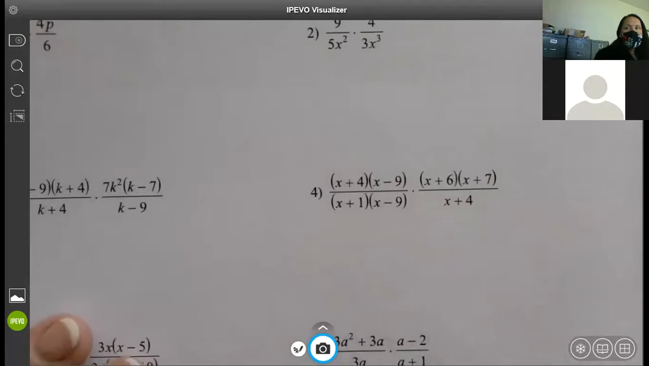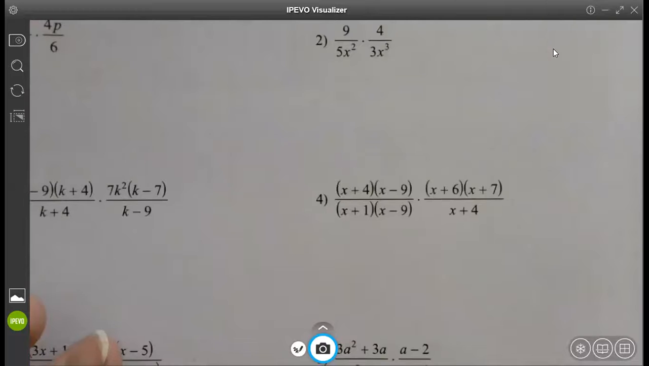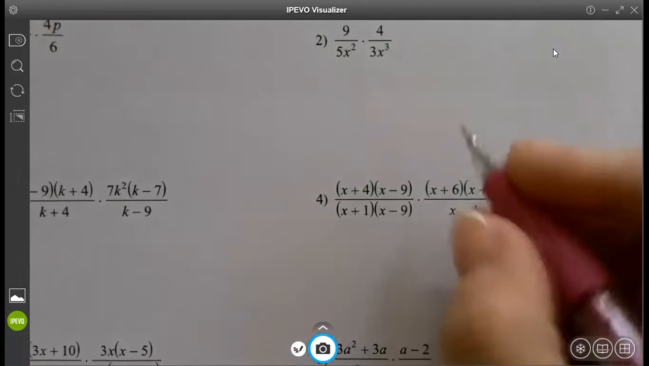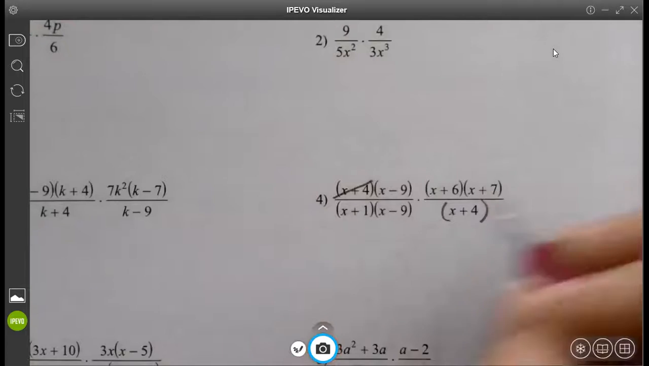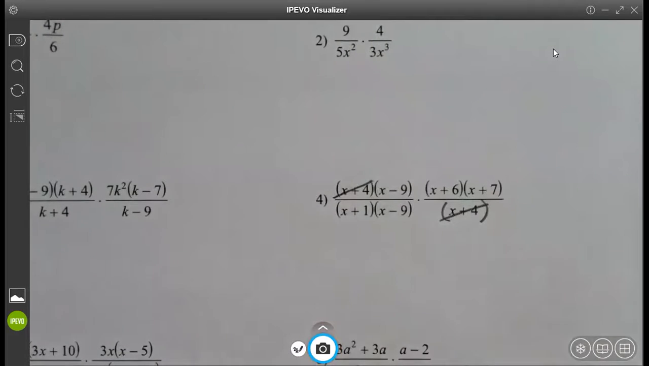So if we're looking at number 4, everything is already factored out. Remember, I told you yesterday you want to factor as much as you can and then mark out. When we multiply, it's the same thing, but it doesn't matter which fraction it's in. So if it's on the top and the bottom, regardless of what fraction, you can mark it out. So for example, this x plus 4, there's one on the top and this is on the bottom. So it's kind of like you're just extending this fraction bar out. So it's just like yesterday.